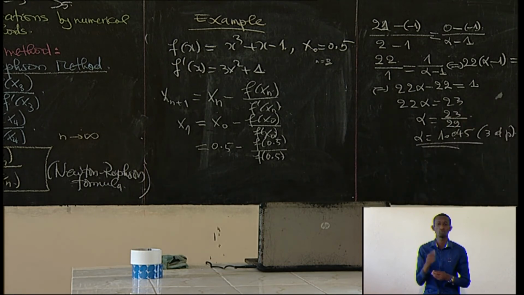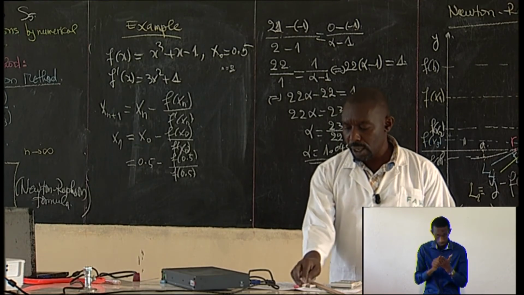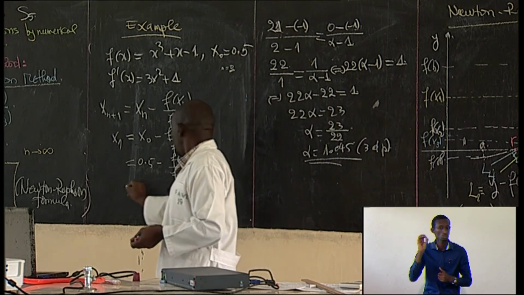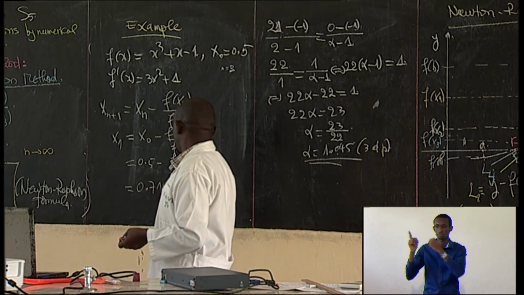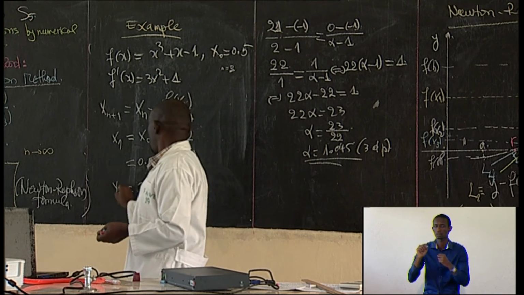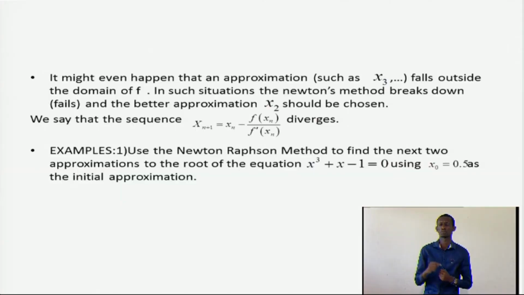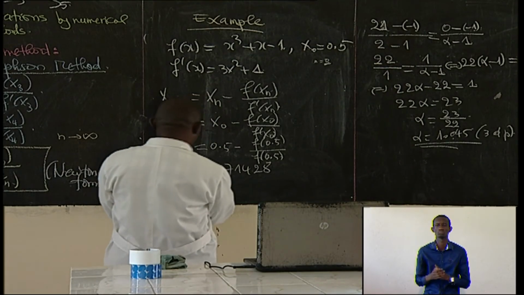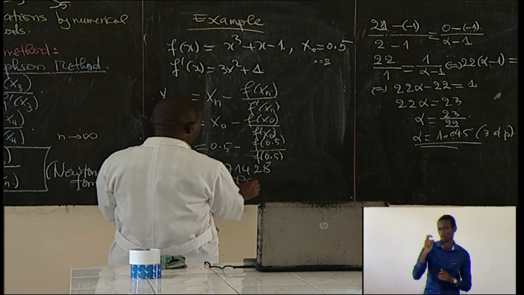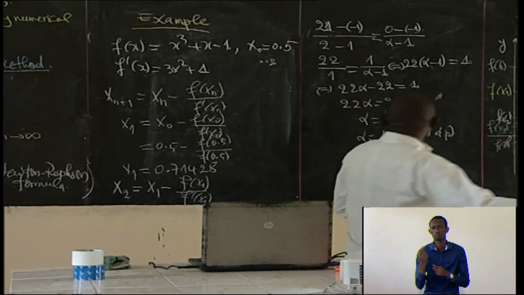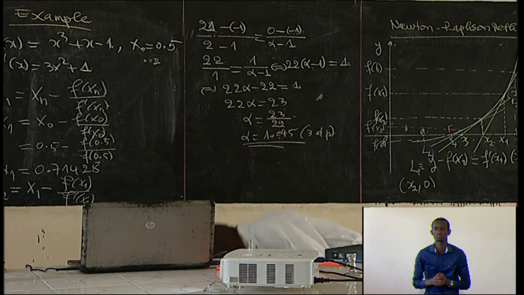You have your calculation in your calculator. The answer is 0.71428. This is x1. We need to find the next two approximations, which means we are going to find also x2. x2 is x1 minus f of x1 over f derivative of x1, right?